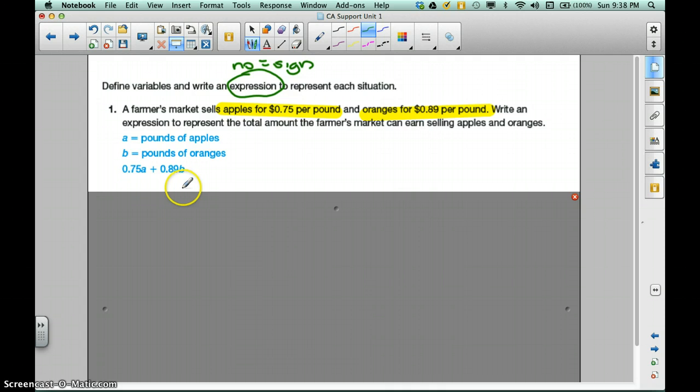Now, if you look at the expression that's written here, remember, no equal sign, expression, not equation. We have 75 cents times the number of pounds of apples. This first term is going to give us the total amount of money for selling apples. And then 89 cents times B, the second term is going to give us the total amount of money made by selling pounds of oranges. And so this is how you build an expression.